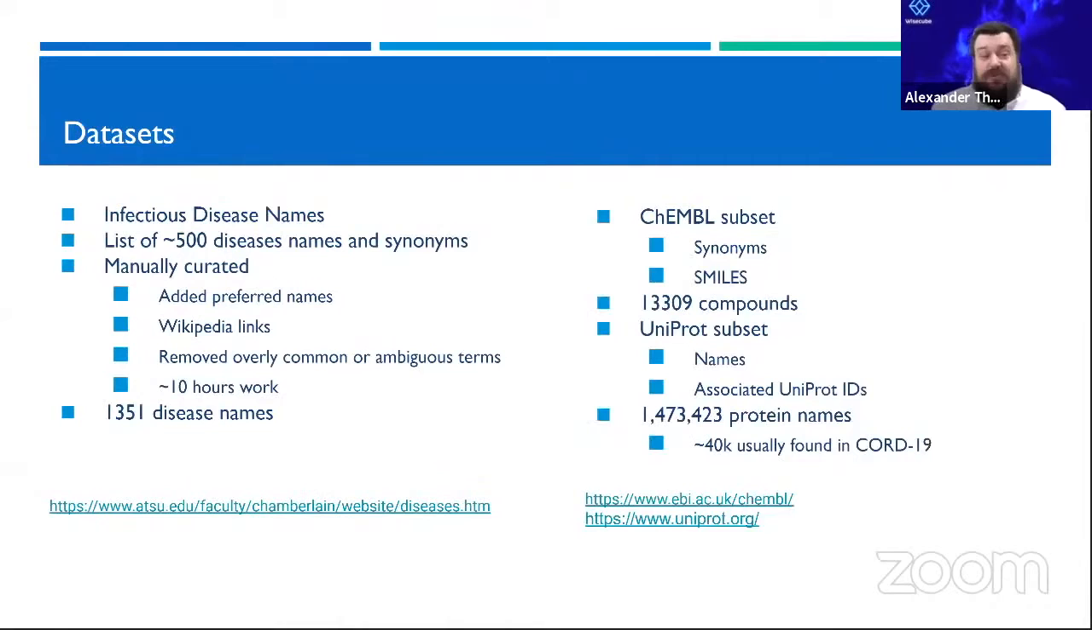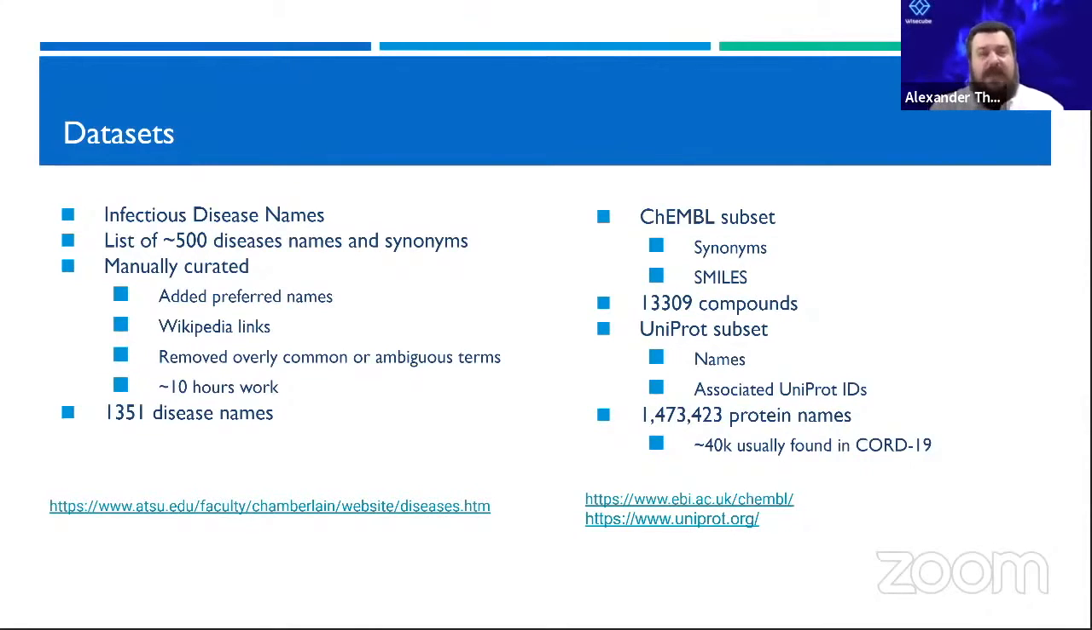The other datasets, the structured data we have, are based on diseases, chemicals, and proteins. For diseases, we used a website that had a list of disease names, and I manually curated a dataset from that, where the list is about 500 entries. That's sort of an estimation on my part. And it has other names in the different entries. I added some Wikipedia links, and I removed ambiguous terms. So for example, if there was an entry that just said something like fever, I would remove that, because even if that is a synonym that sometimes people use for something, it's just too ambiguous to really use in entity extraction.